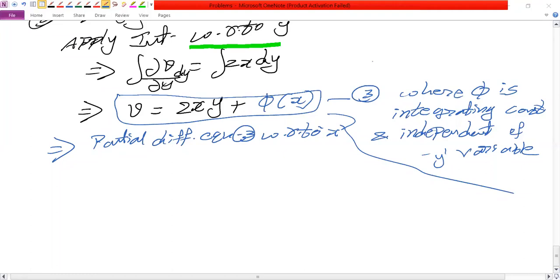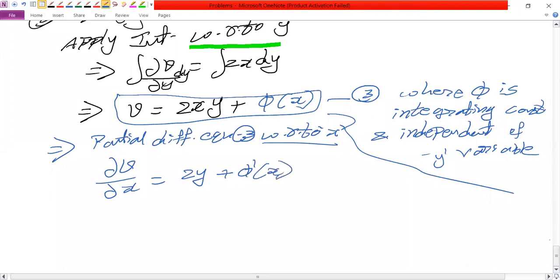If I am doing partial differentiation of v with respect to x, then what are we going to get? Dou v by dou x equals, tell me what we will get. Dou v by dou x equals 2y into the differentiation of x with respect to x, which is 1, plus phi dash of x.